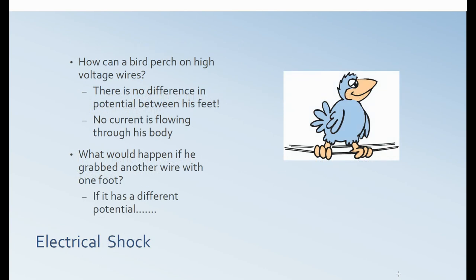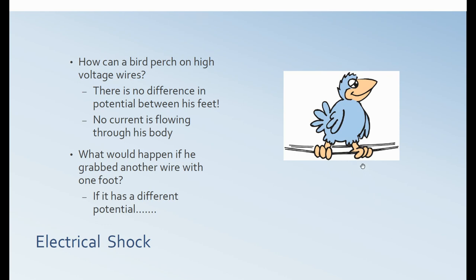You might have seen birds perching on high voltage wires, and you might be wondering why he isn't getting barbecued when he's touching that high tension wire. Some of those wires can have up to 100,000 volts going through them near power plants. The difference is, if he's on the wire, there's no difference in potential between his left foot and his right foot. So there's basically no current flowing through his body, because the potential is the same. The current just goes along the wire, minding its own business.